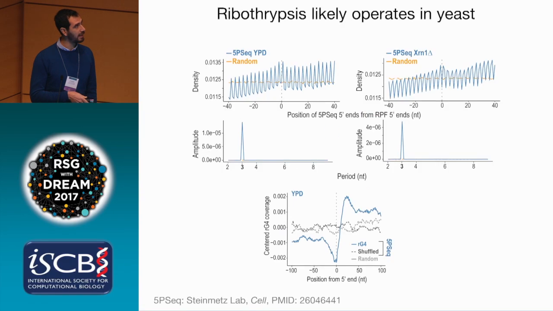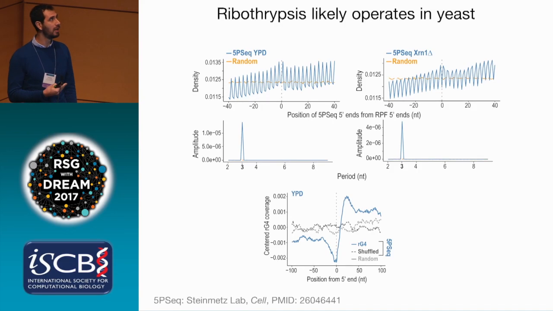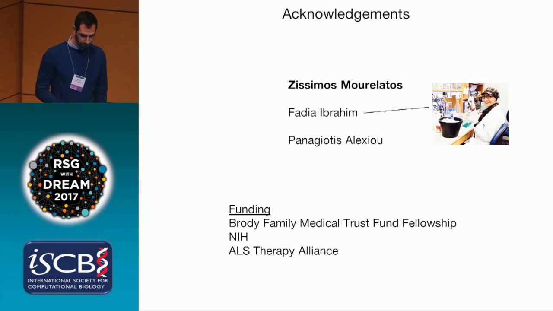Finally, we also did the analysis for yeast, and we basically see a similar thing. So we hypothesized that Ribothrypsis also operates in yeast.